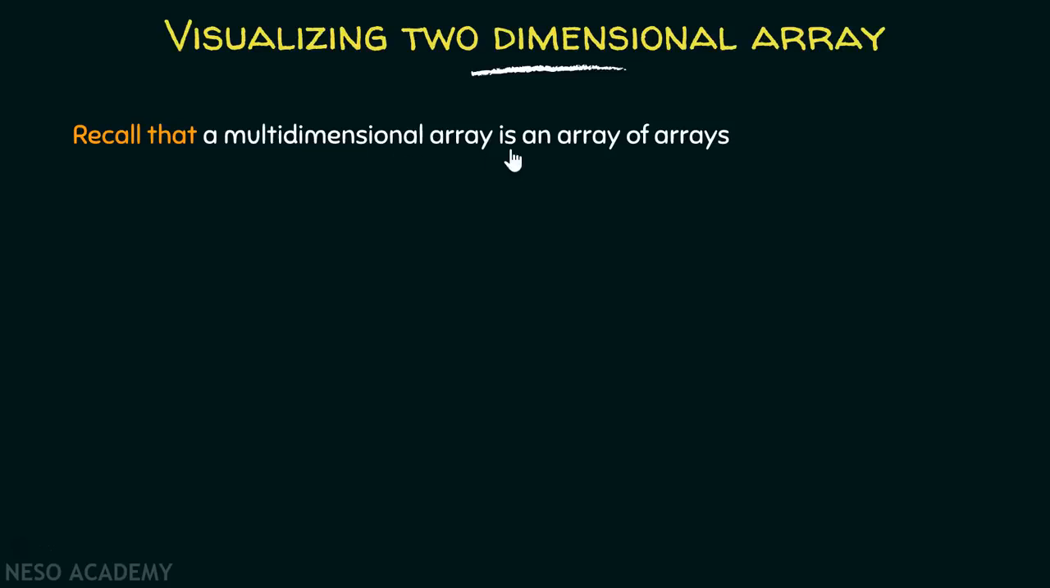Recall that a multi-dimensional array is an array of arrays, right? A multi-dimensional array you can imagine as an array of arrays. That is the combination of multiple arrays. And please also recall how to declare a 1D array. We can declare a 1D array using this statement. You have to specify the data type, the name of the array, and just a single size you have to mention. And how can we visualize a 1D array?